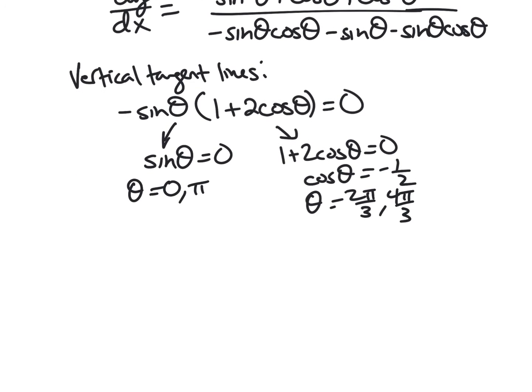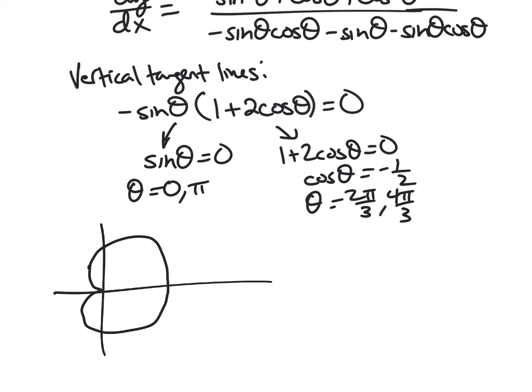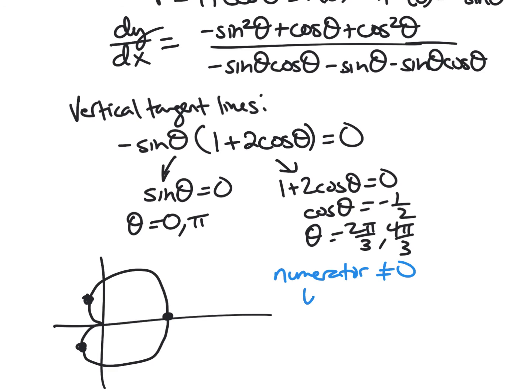Now, if we look back at our picture, I'm not going to redraw the whole thing, but it looks something like this. It looks like we have 3 points with vertical tangent lines and not 4. So why? Well, remember, we also want our numerator to be non-zero. And at theta equals pi, what happens? Sine of pi is 0, cosine of pi is negative 1, and then cosine squared is 1, and so those cancel out. So basically, this one is gone, and we see theta equals 0, this is 2 pi over 3, and then this is 4 pi over 3.